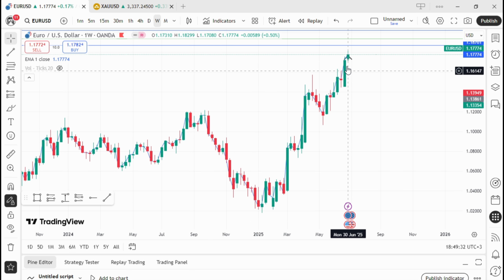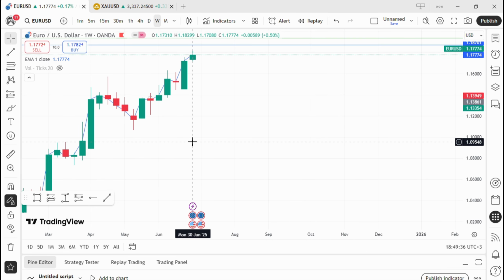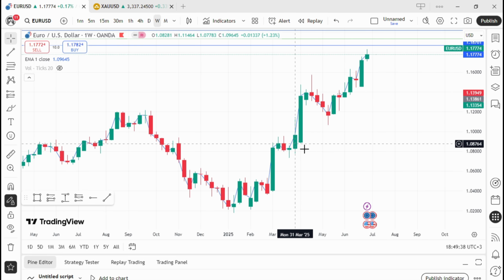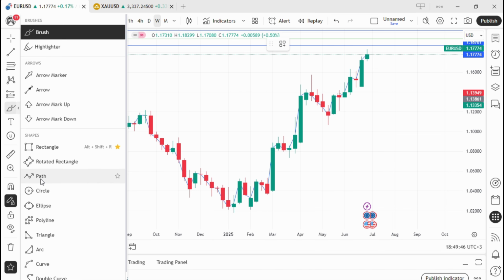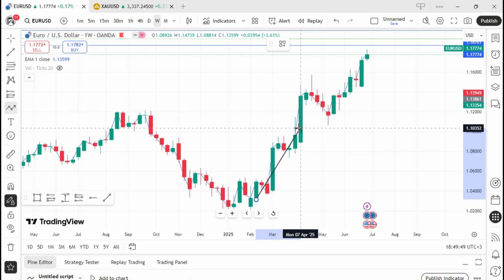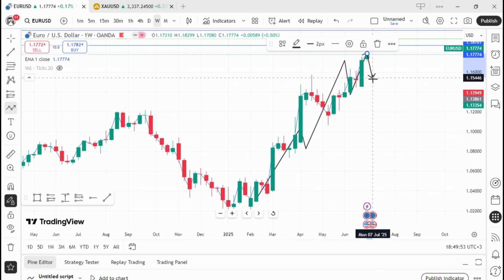So what you need to know is what is the overall market bias, because I will tell you, for this bullish run to change into a bearish run, it's going to take a lot of work. Trust me, it's going to take a lot of work.